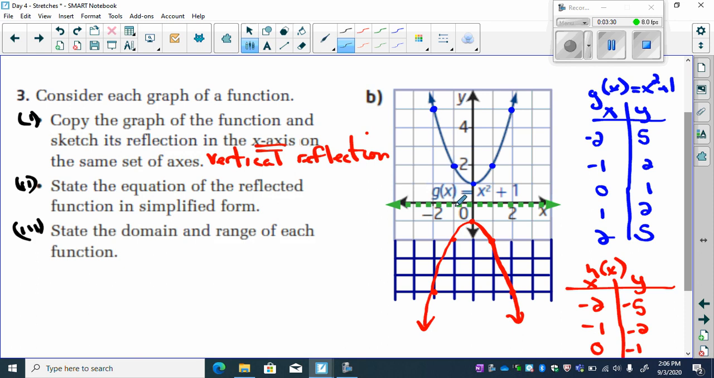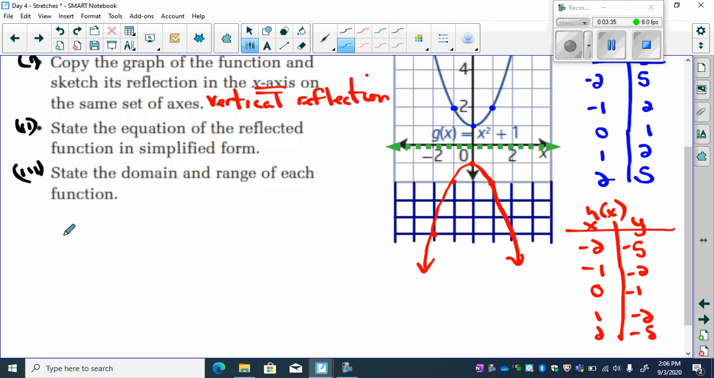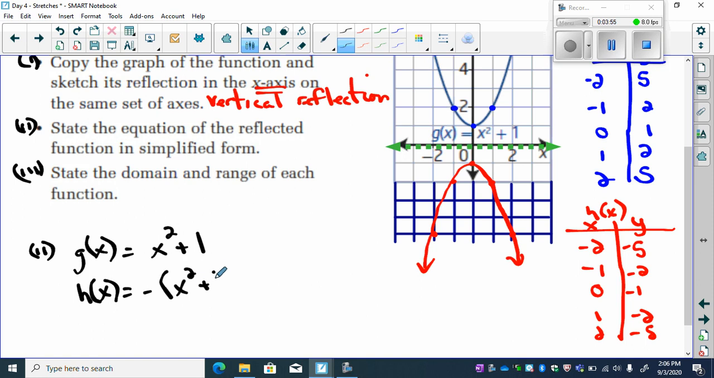State the equation of the reflected function in simplified form. Okay, so remember, when you reflect something in the x-axis, it means the whole output of the function is multiplied by -1. So the transformed equation h of x requires me to multiply the right-hand side by -1. That negative is going to get distributed over both terms. So in this case, h of x is going to equal -x squared minus 1.